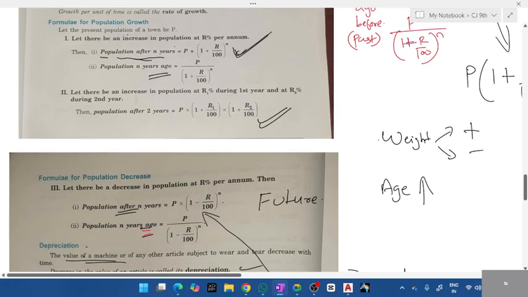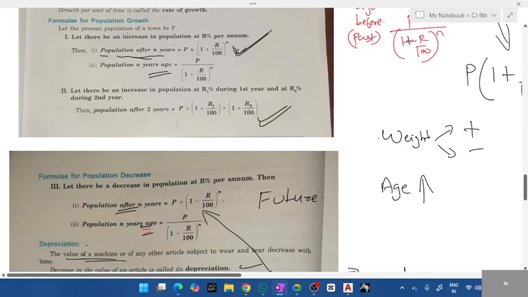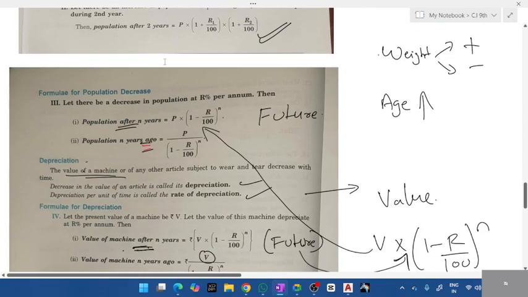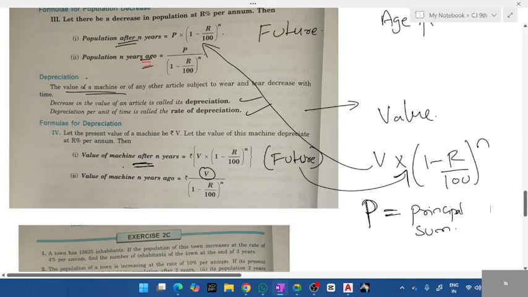And here P stands for population. Can you see the word P given? Population is also a number, principal is also a number, value is also a number. Everything is quantity based, numbers. So this is what you have to remember. Value is V.